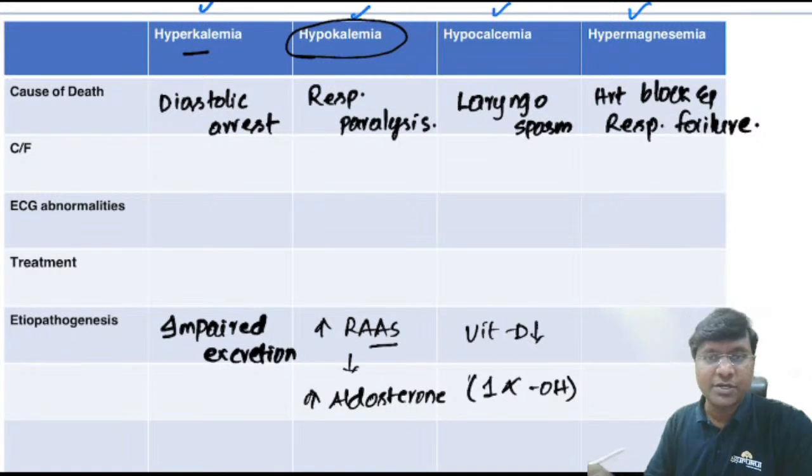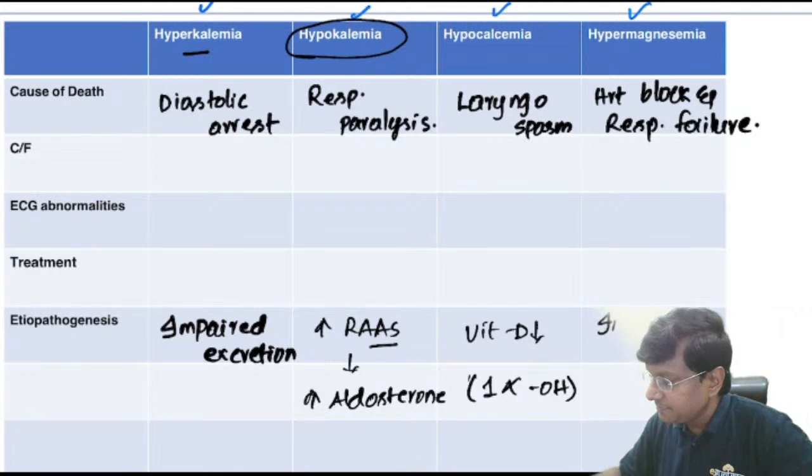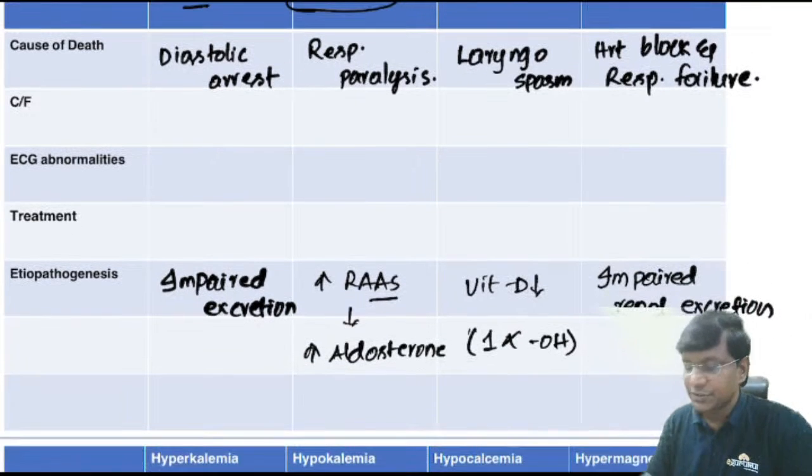Okay. And what would be the cause of death? That is your laryngospasm. Next is hypermagnesemia. What would be the cause for hypermagnesemia in patients with a renal failure? That is again because of impaired renal excretion. That is what is responsible for the development of hypermagnesemia in patients with the renal failure.